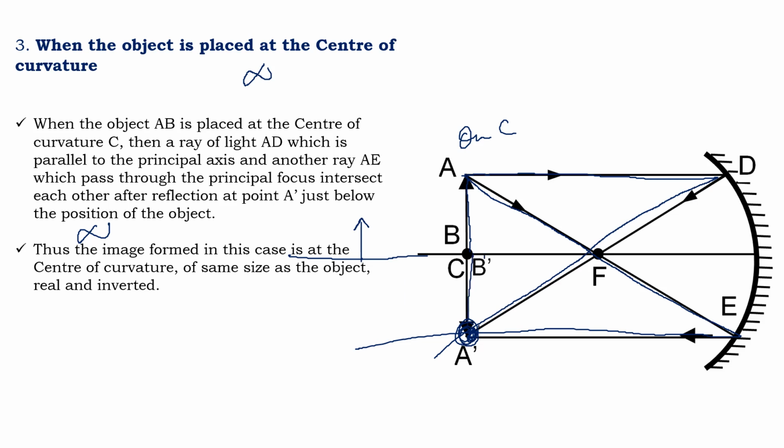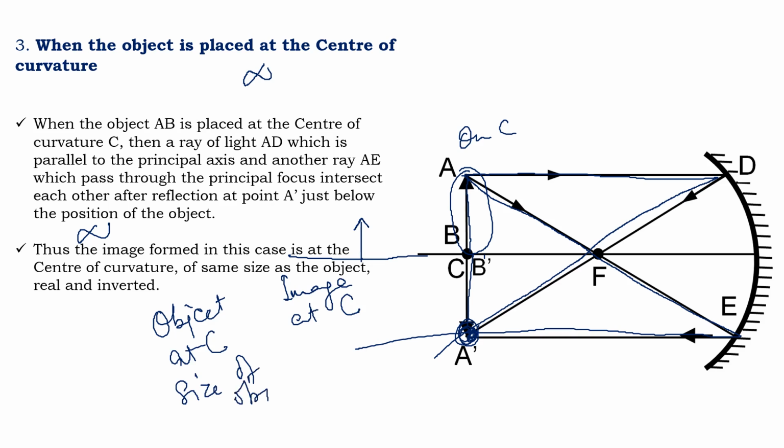Now what can you conclude from here? When the object was at C, the image is also formed at C. The size of the object is equal to the size of the image. And the image is real and inverted. That's what you can see.